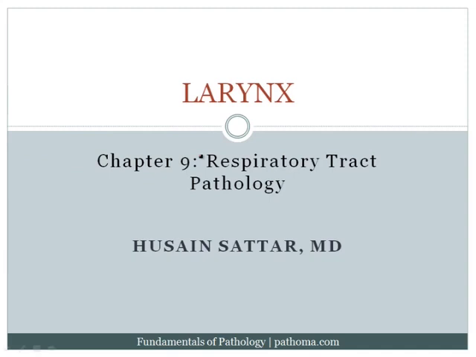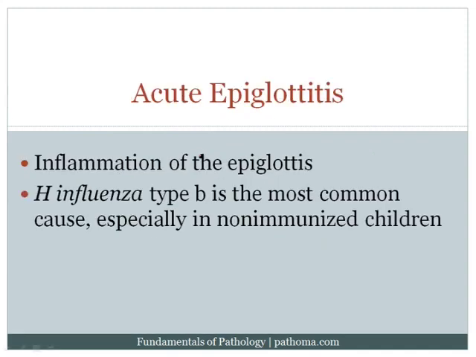As far as the larynx is concerned, the first disorder is acute epiglottitis. Acute epiglottitis refers to inflammation of the epiglottis. The most common cause is H. flu type B, and this is the most common cause both in immunized and in non-immunized children. So H. flu type B is the most common cause in both immunized and non-immunized children.